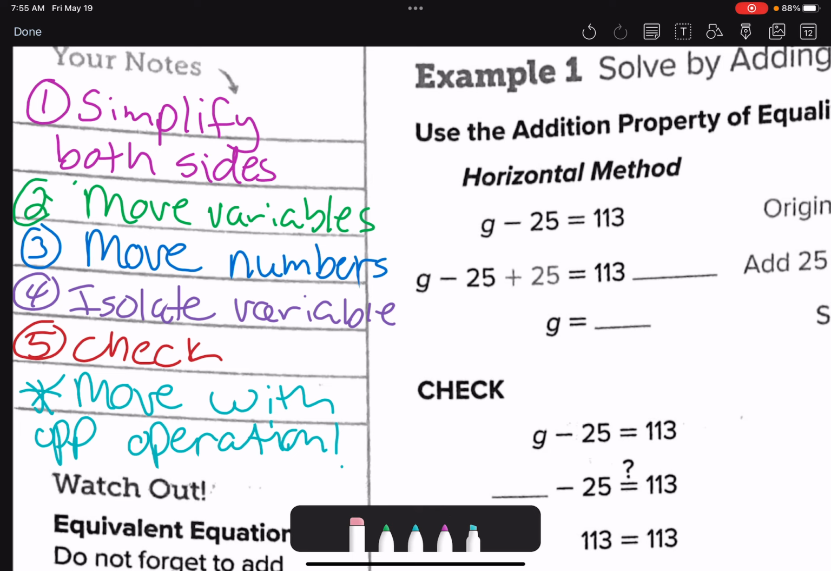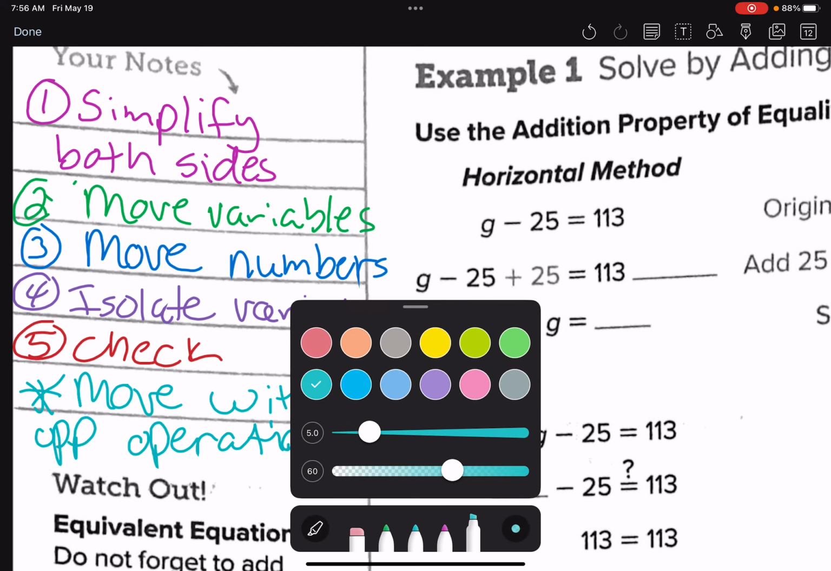Our goal to solve is to isolate the variable. That's step 4. The whole point of this is that everything that is not the variable is going to move to the other side of the equal sign. And you know you are done when you have a single positive variable on one side of the equal sign. Then the last step is to check. You want to check to make sure that it works. With equations, you are able to double check and make sure that you know you are right.